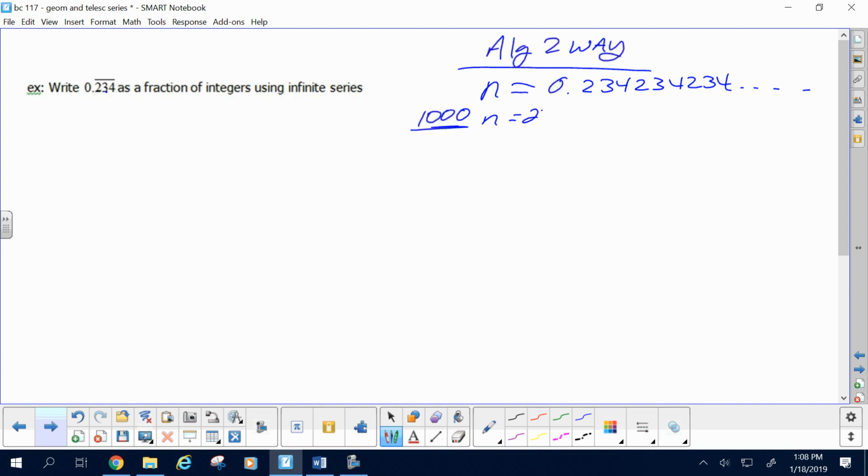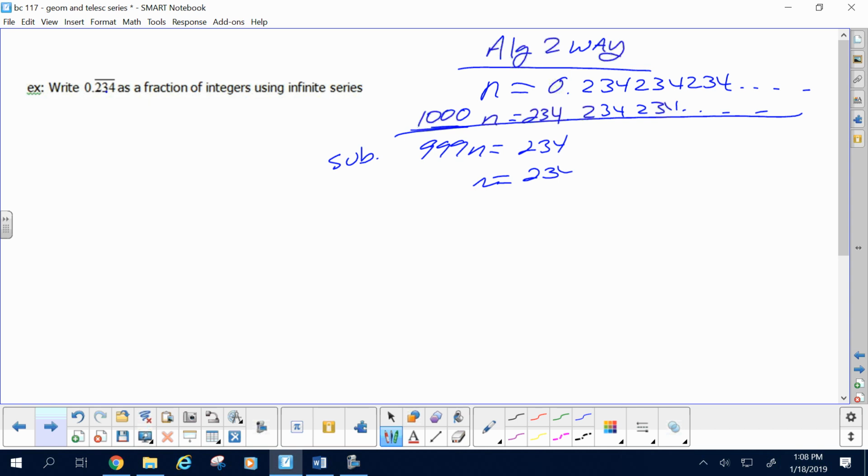So this would be 234.234234. And I could combine those by subtraction. If I subtract, let's assume we take the smaller one away. So I get 999n equals 234. So n, the ratio of integers, is 234 over 999.